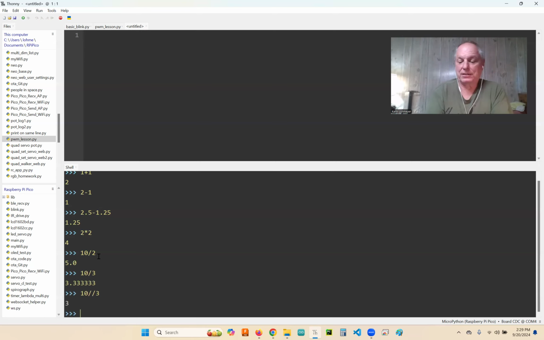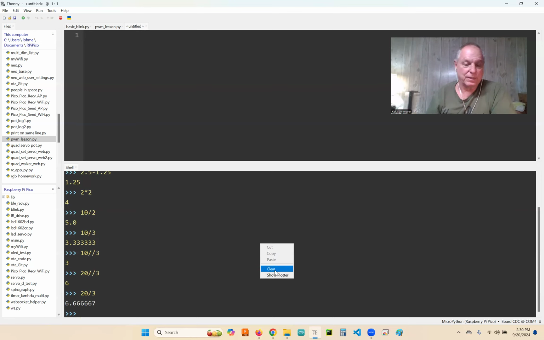But let's say, 20 divided by 3 with double slashes is 6. But if we did 20 just single divided by 3, it would actually be 6.666. So it doesn't round it. It just takes off whatever's after the decimal place. So that's the way the division works. This is called integer division or floor division sometimes in MicroPython. And we'll go ahead and clear our screen again.